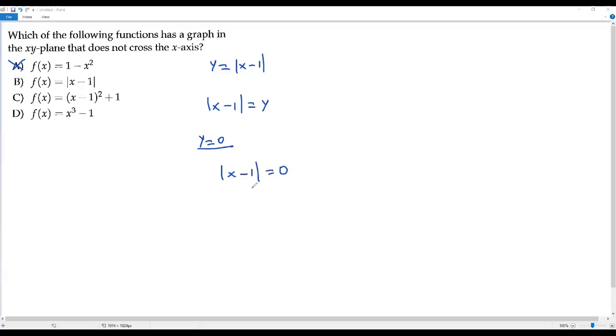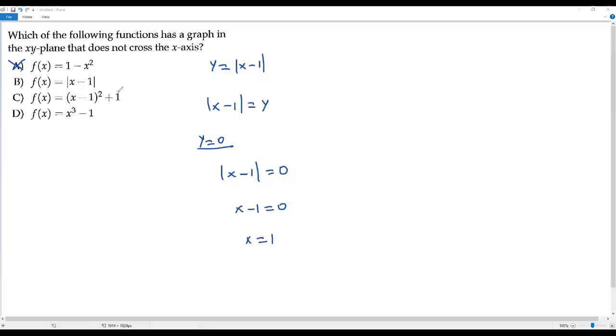Usually, whenever we solve an absolute value equation, we take two branches, but here it is not required because we have 0 on the right side. Since we have 0 in this absolute value equation, we can simply consider the expression inside the absolute value, that is x minus 1 equals 0. So when I add 1 to both sides, I'm getting x equals 1.